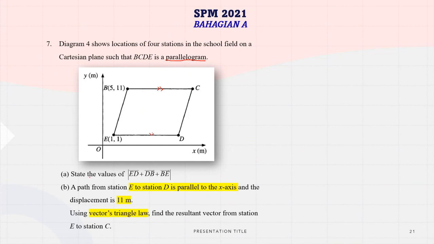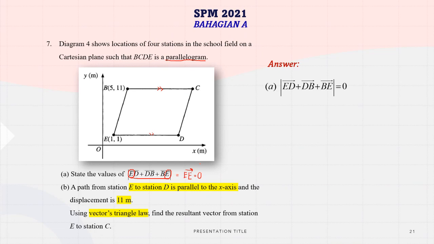So A, soalan pertama, A, state the values of |ED + DB + BE|. This one, ED plus DB plus BE. Campur kan? So kalau kita tengok dekat sini, starting point dia adalah E. End point dia juga adalah E juga. So it seems like dia kata state the values of, if you can see clearly, there is the modulus symbol there. So kalau vector E pergi E situ, so EE, dia akan jadi 0. So meaning that dia punya magnitude also will be 0. So the answer for A adalah 0.